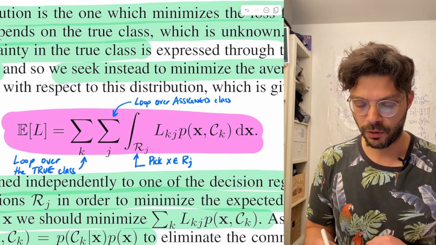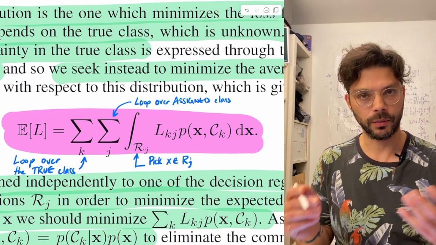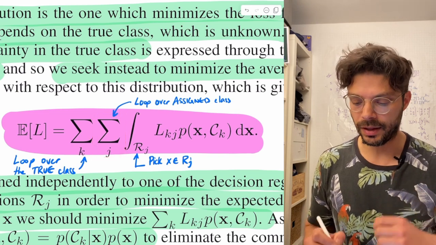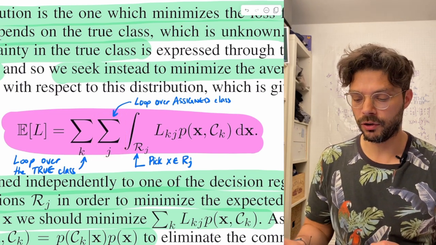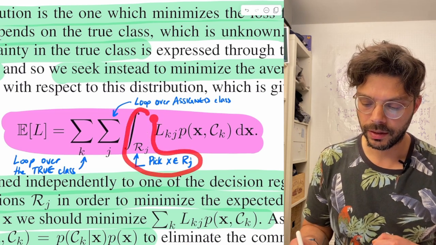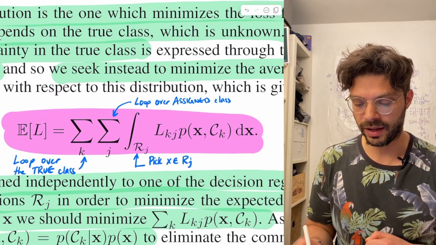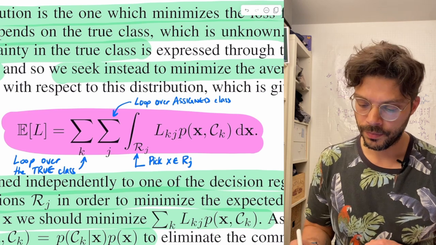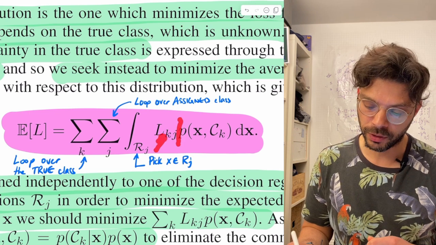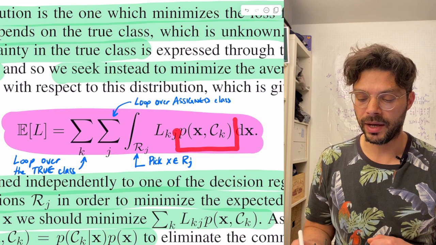The way we compute it is, first we loop over the possible true classes, so we're going to loop over cancer and no cancer. And then we'll also have an inner loop over the assigned class. Now we're going to integrate over our observations, but selecting only the data points that are being assigned to a particular class j. So that's what integrating over R_j does. And then we contribute the loss. So we add up the loss for having a true class k but assigning it to j.